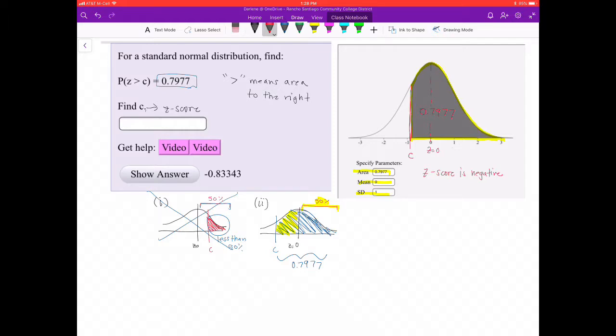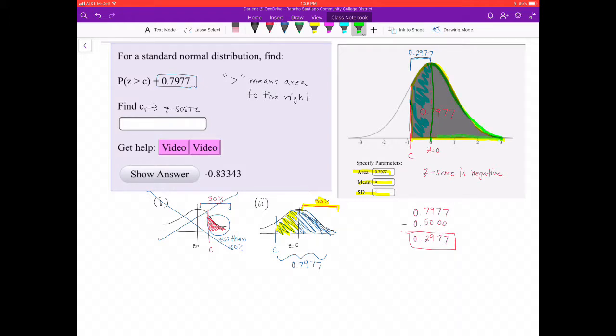So what we do next is we go to our z-score table. We look for an area in which the area between the z-score of 0 and c is 0.2977. And the way I got 0.2977 is I took 0.7977 and subtracted 50%. So I got 0.2977.